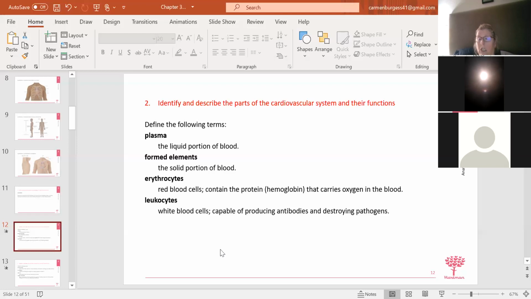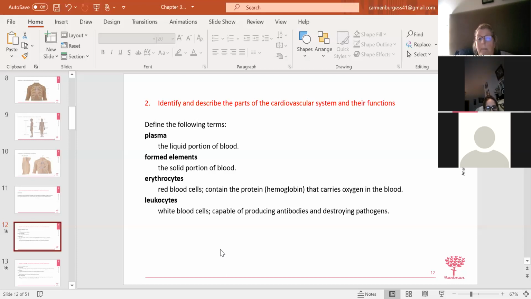So it carries the oxygen. Once it gets oxygenated in the heart by the lungs, then it gets pumped out to the body. So your heart needs to be able to pump that to the rest of your body so that the rest of your body gets the oxygen and the blood and the nutrients that it needs.